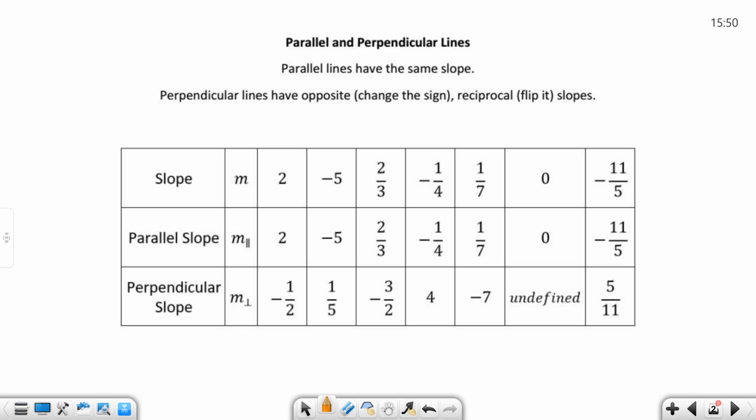All right, parallel and perpendicular lines. Parallel lines have the same slope. Perpendicular lines have opposite, change the sign, reciprocal, flip it slopes. So if we look around the room, what's an example of parallel lines? The top and the bottom of the board. So provided the board is cut properly, which anybody who works in construction knows, if you build a 14 by 13 room, it might be 14 on one end and 14 and 7/8 on the other, right? It may not quite be perfect, but somebody walks in, it's not going to tell. But you're right. The top of the board, the bottom of the board, provided it's a true rectangle, are parallel.